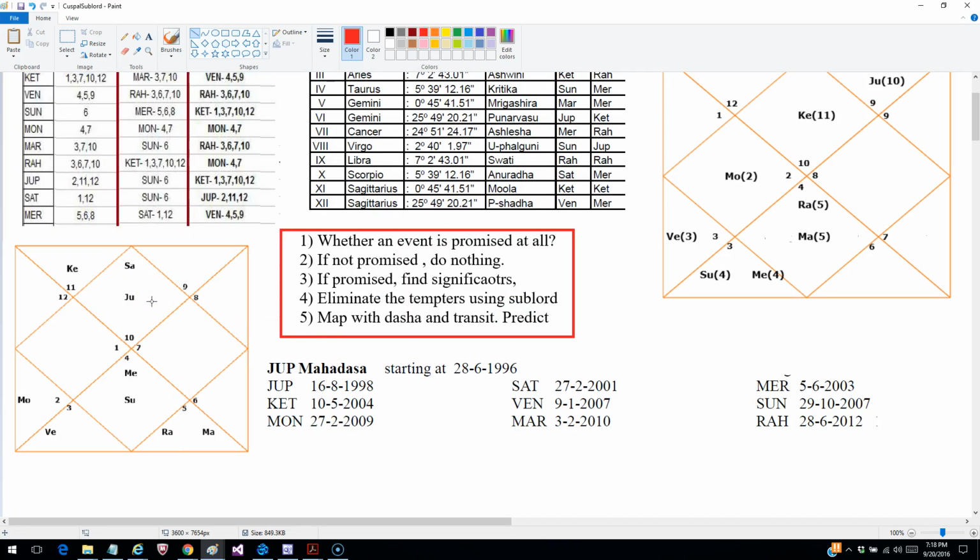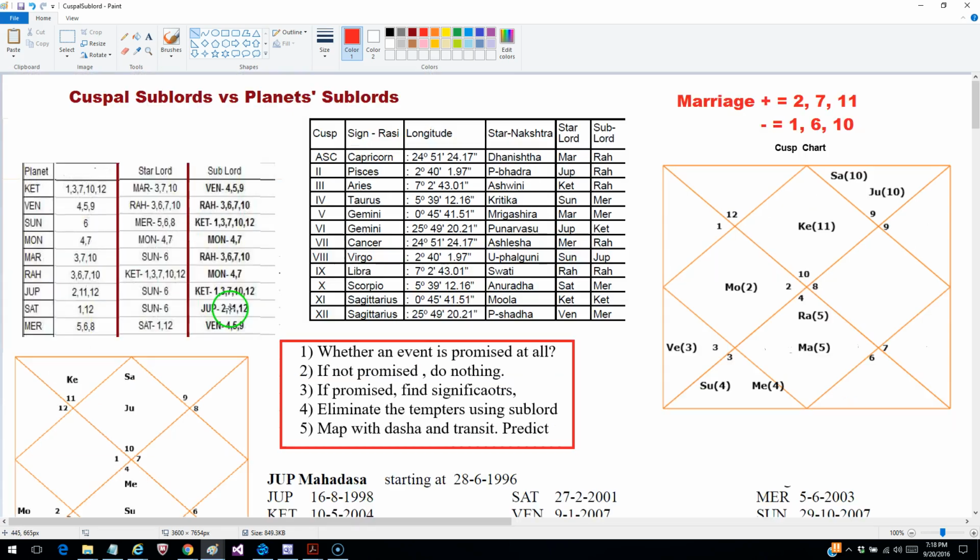This is actually the Lagna chart, and this is the ascendant, and this is the second house, and this is the 12th house. It is a North Indian style format and goes counterclockwise. But in Krishnamurti Paddhati, the Lagna chart is not used. We use the cusp chart, and this is the table of the cusp or the 12 houses, and this is the table of planets with a star lord and sublord. And these are the cuspal sublords, and these are the sublords for the planet.